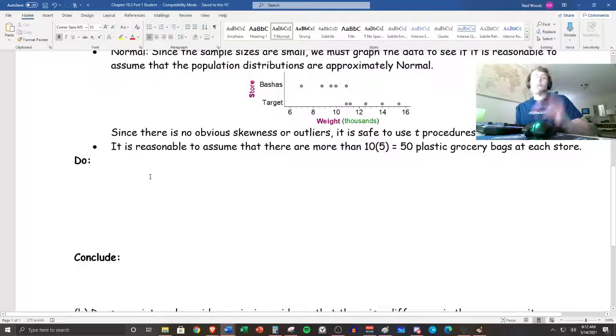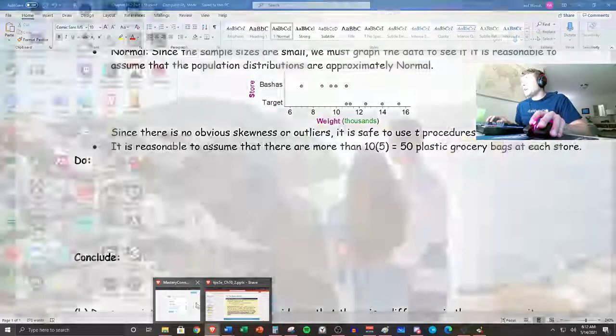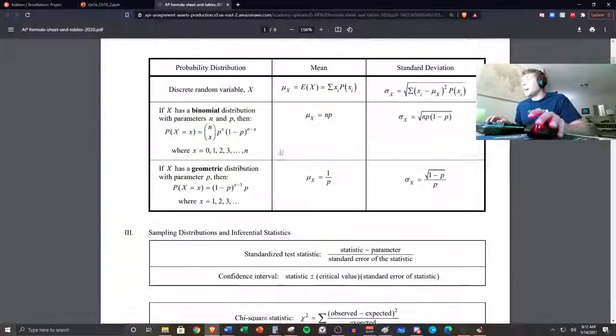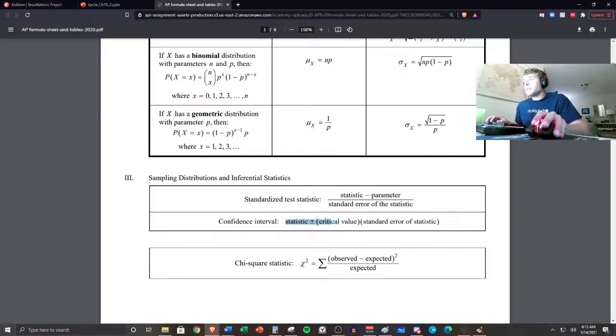So that's the next part. We're ready to create the confidence interval for the difference in the mean. So the confidence interval is still going to follow the same exact formula that it always has: statistic plus or minus critical value times standard error of the statistic. The critical value is going to be based off of the confidence level. So that's 99%, right?